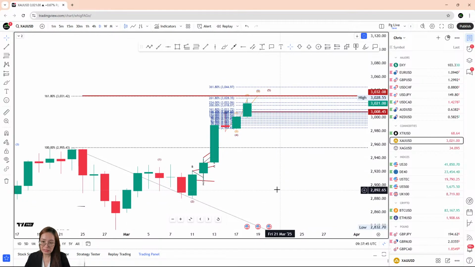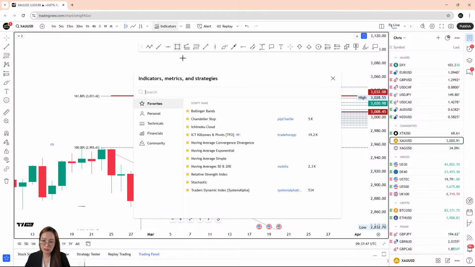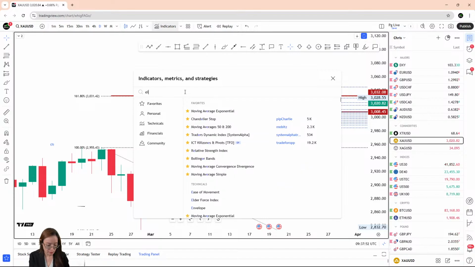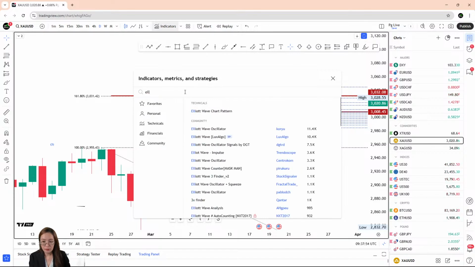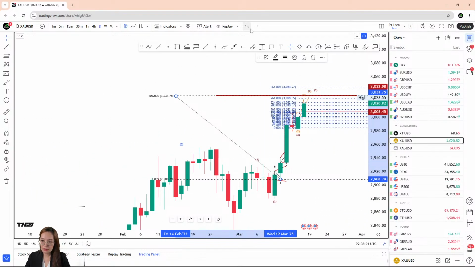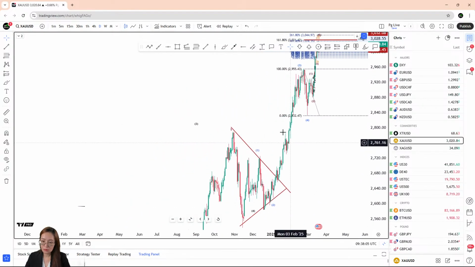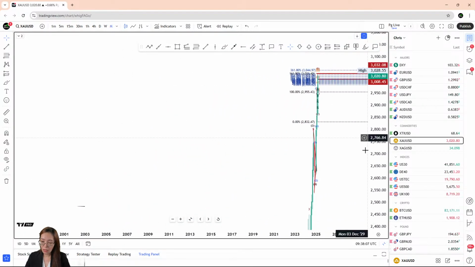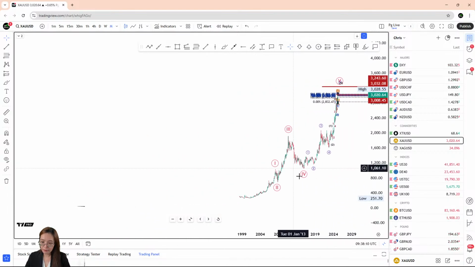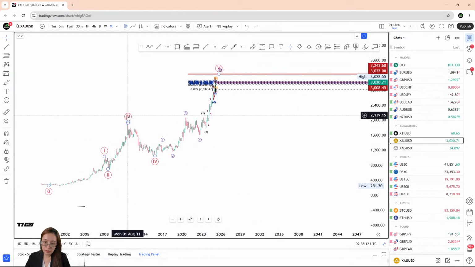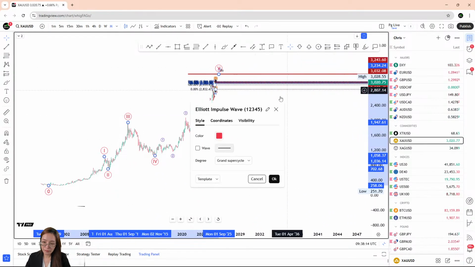Again, if you want to use the indicator, there's an indicator on TradingView. You can search for Elliott wave chart pattern here. Now, I'm going to show you how I label the wave. For example, I go down to monthly time frame, and on the monthly time frame this is my wave 1.